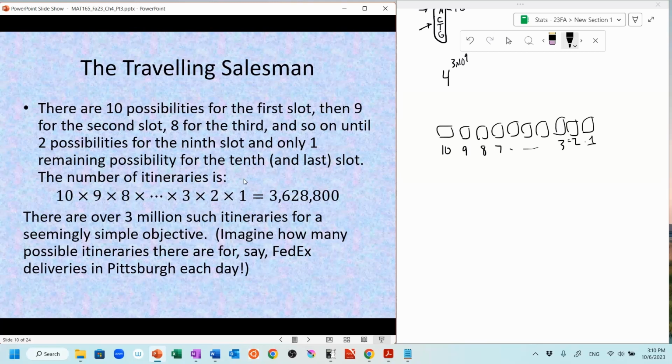So for just 10 cities, there are 3.6 million different itineraries. But this number grows incredibly fast. If we had 11 cities, then it would be 11 times this amount, so we'd be up to 40 or so million. This number grows very, very fast. Imagine something like FedEx, who has to figure out how to deliver, say, 10,000 packages or maybe even more to folks in Pittsburgh every day. There's an enormous number of different possible itineraries for something like that. They're going to have to use a lot of heuristics and a lot of good computer science and logistics to figure out good routing for all of those packages.